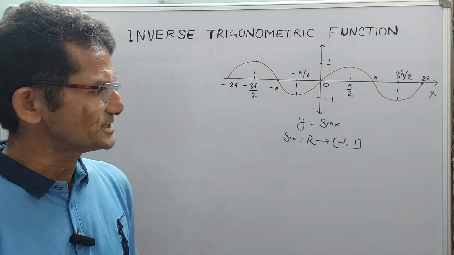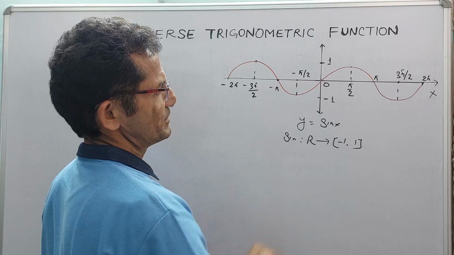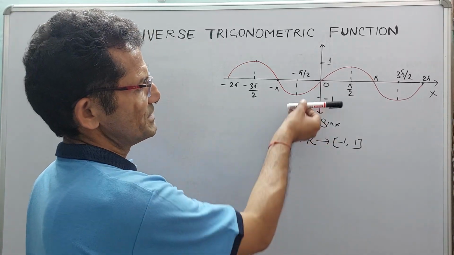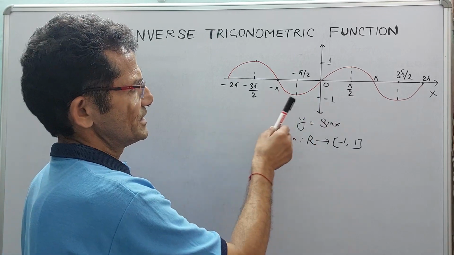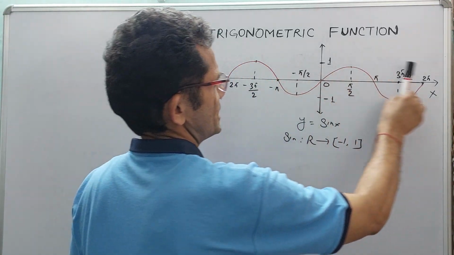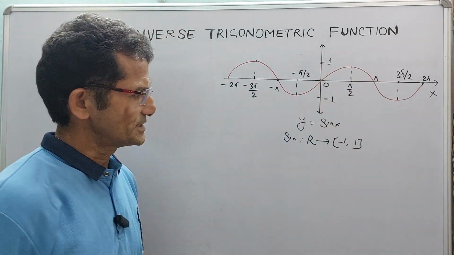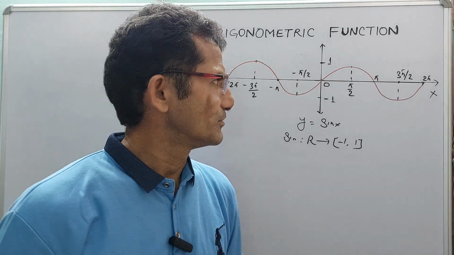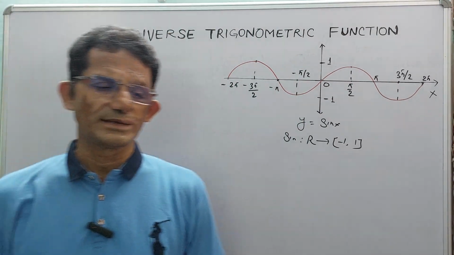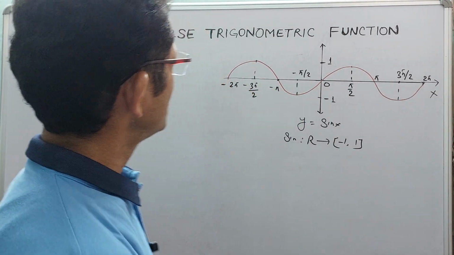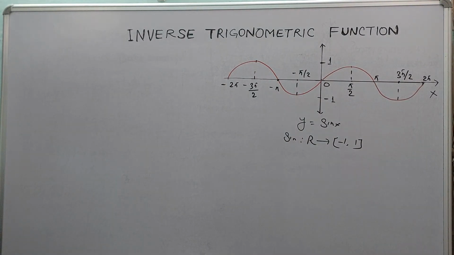So this is the curve of the graph of the sine function. Its domain is from minus infinity to plus infinity, and its range is minus 1 to 1. This is the range part, along the y-axis from minus 1 to plus 1. Before we discuss the principal value branch of sine inverse, we have to discuss some functions and their inverses.